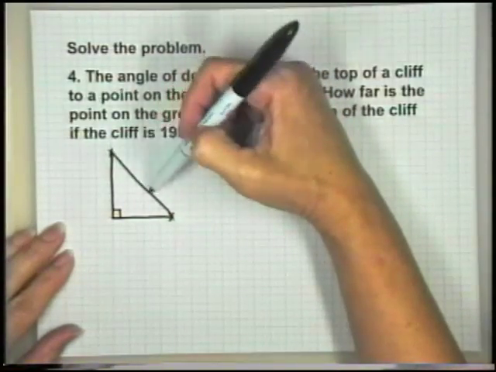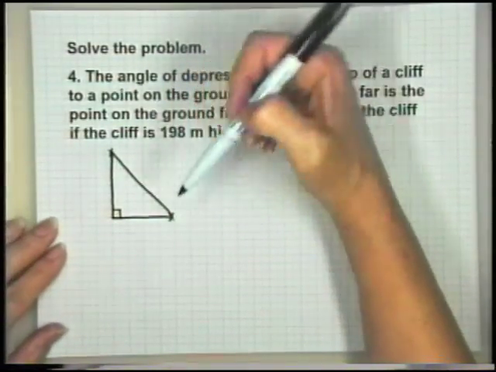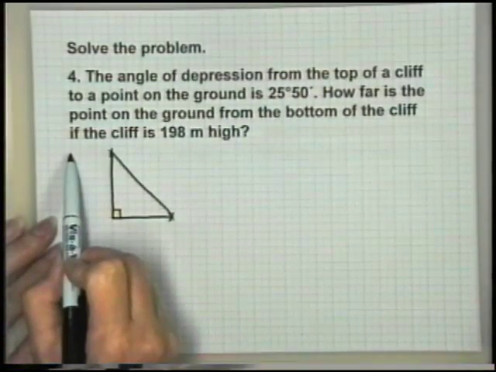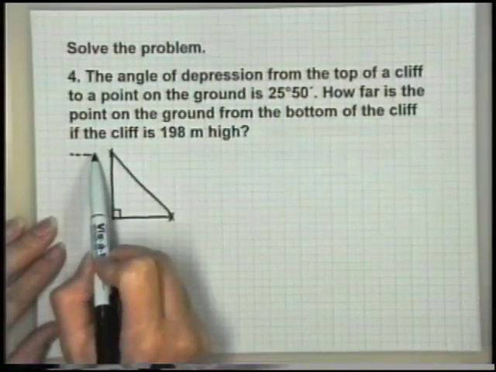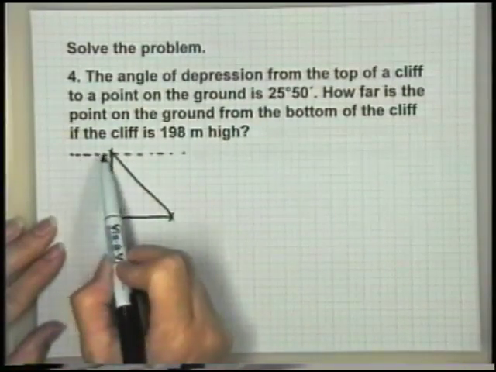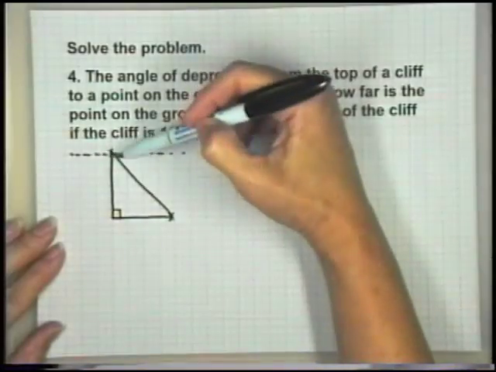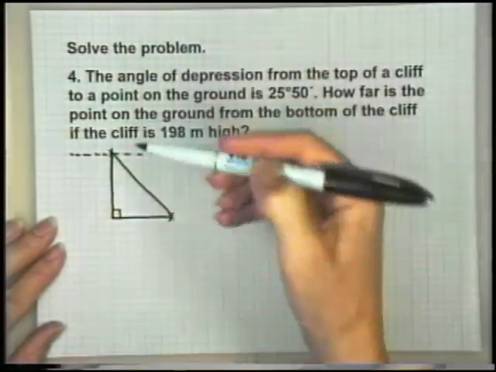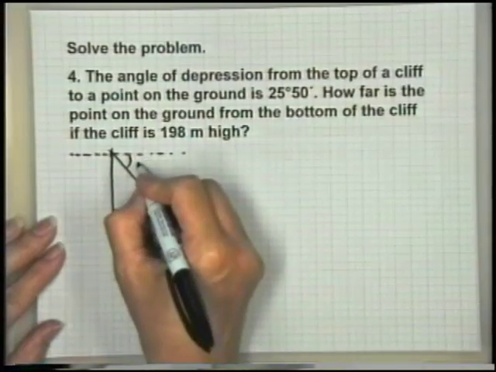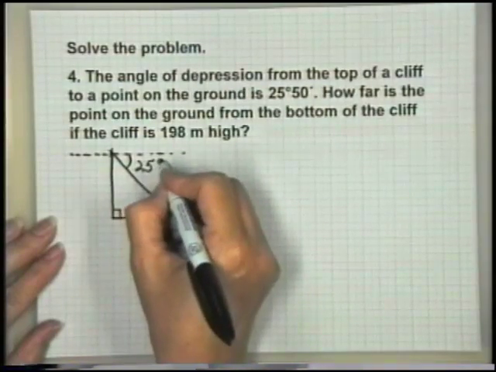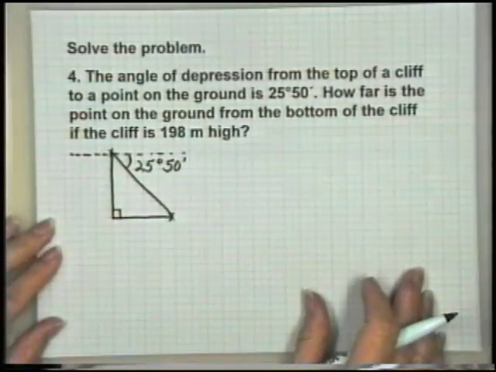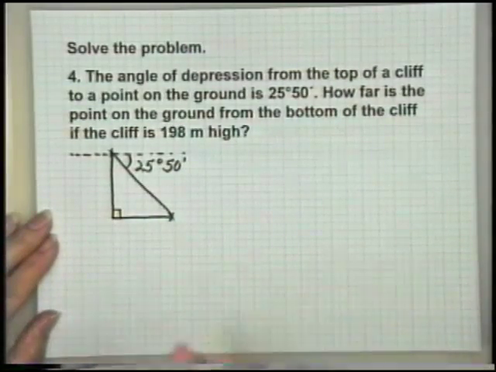Well, it's the angle between this line and the horizontal. Now, the horizontal would be the line up here at the top of the cliff that was parallel to the ground. So there's your horizontal. There's the line between the top of the cliff and the point on the ground. So it's this angle right here that's 25 degrees 50 minutes.